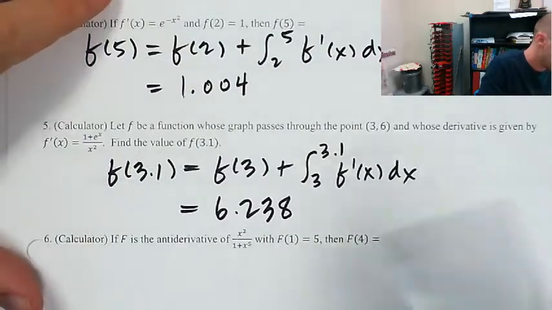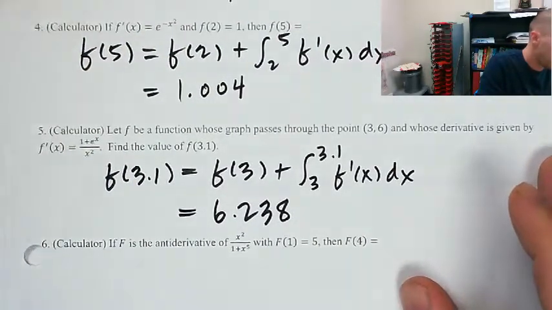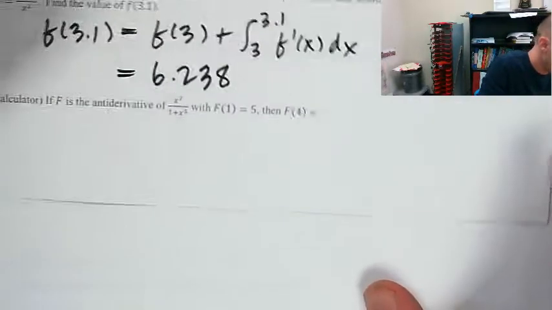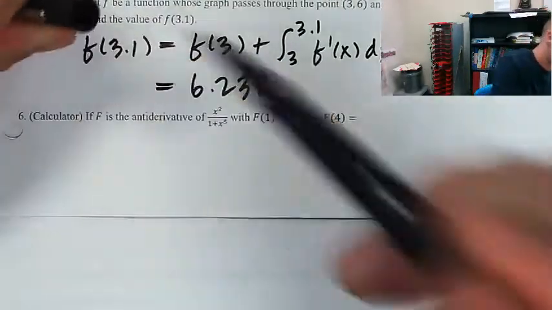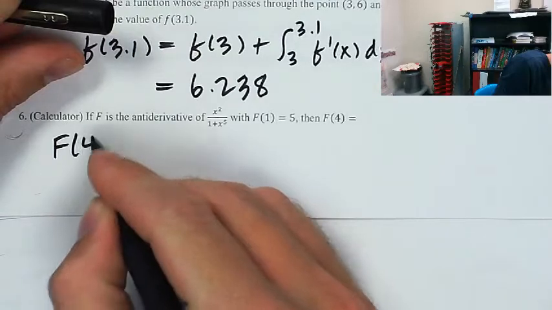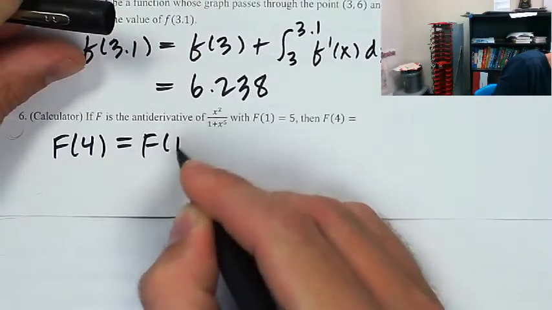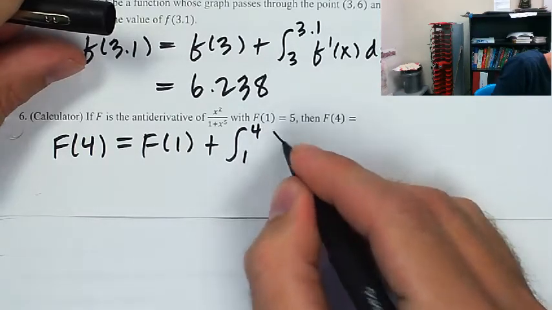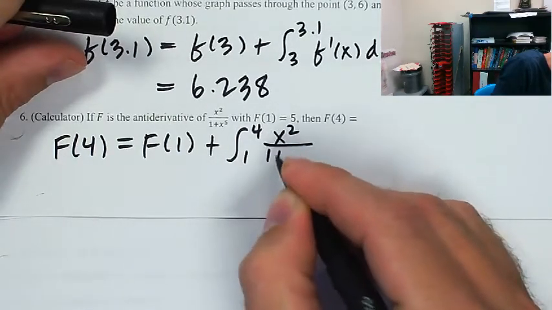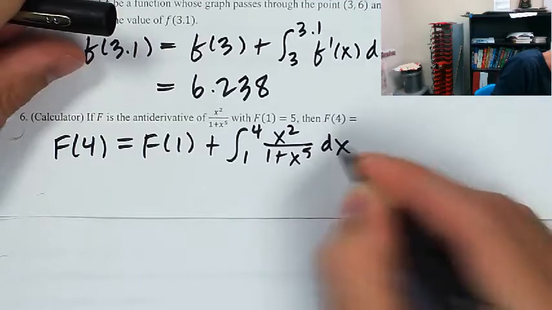If f is the antiderivative of x squared over 1 plus x to the 5, with f of 1 equals 5, then f of 4 would be what? Okay, well, f of 4 equals f of 1 plus the integral from 1 to 4 of x squared over 1 plus x to the 5 dx.